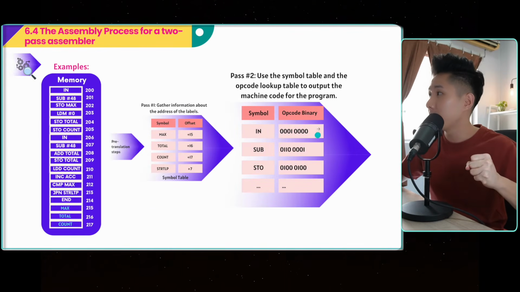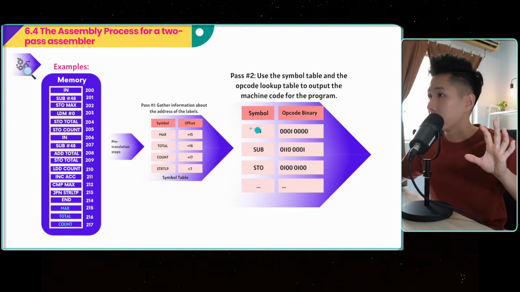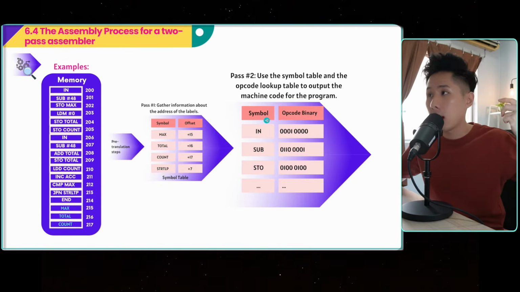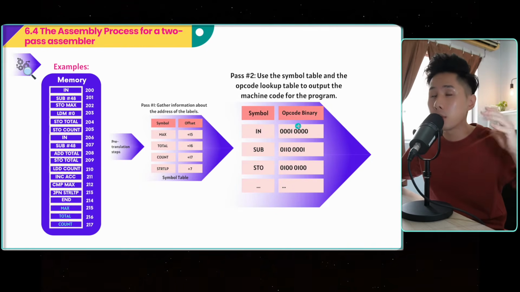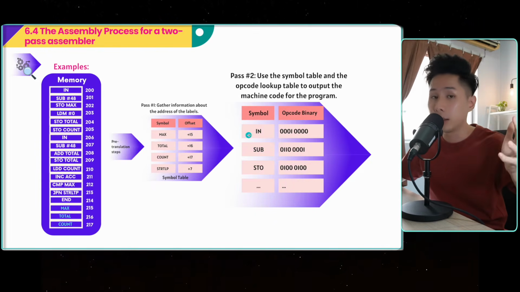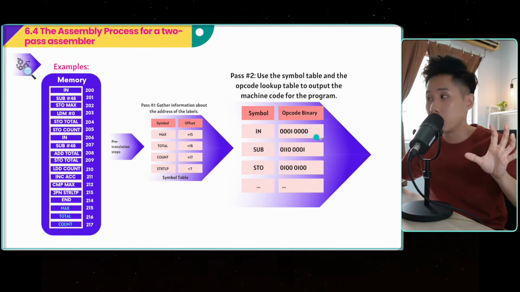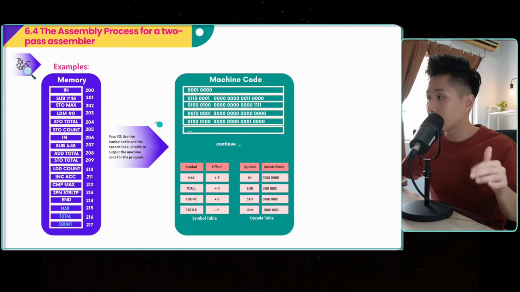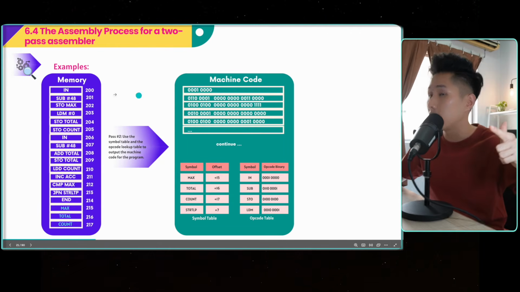And then the second part, they will use the symbol table, which is this one that is generated, and the opcode lookup table. Look, these are the opcodes: in, sub, store. They assign each operational code a binary, so that when the computer is processing this data, it knows that this is the instruction for in, for instance. There's another table to store the binary for the symbols. After two passes, they can use both tables to generate the machine code for the program.